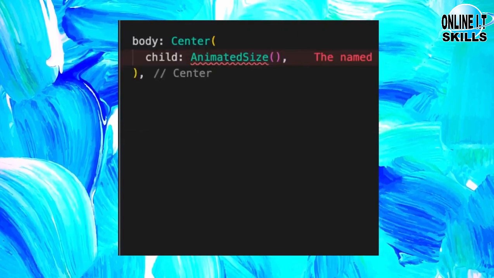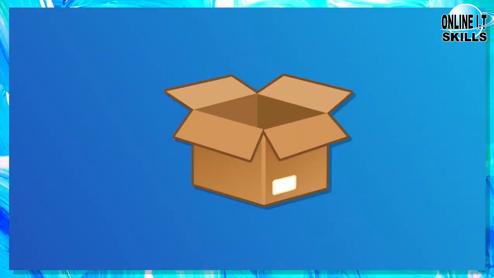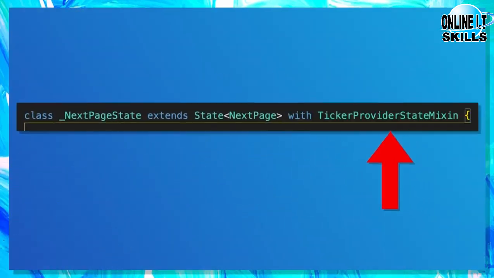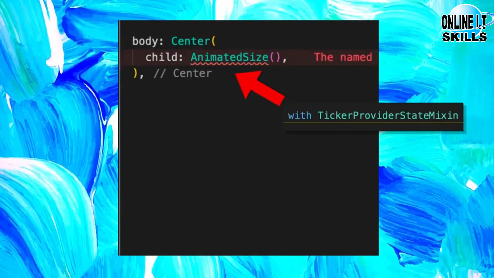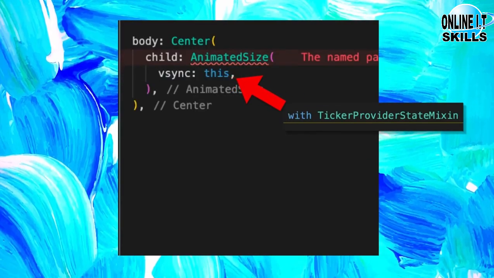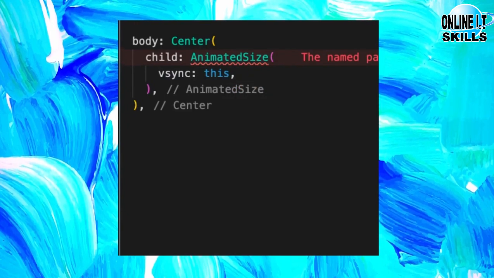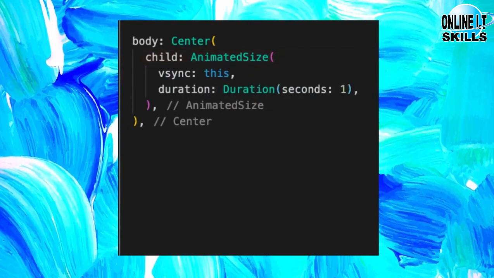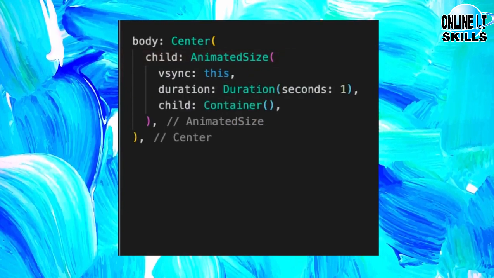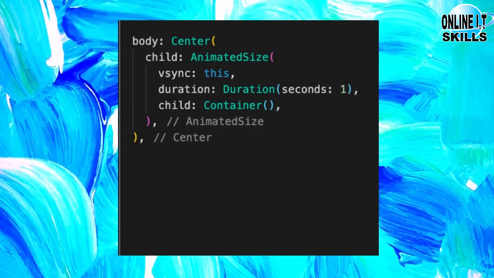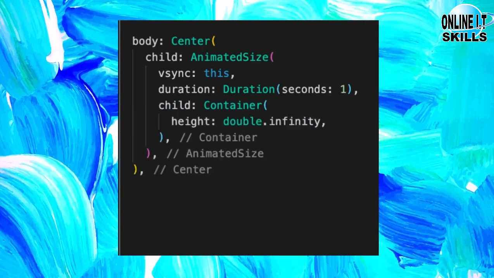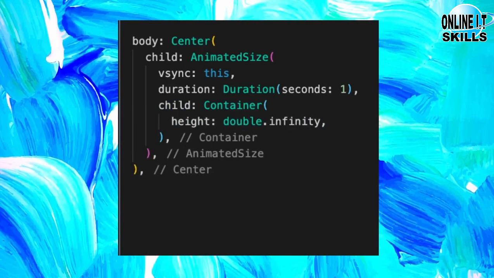Inside the center widget, you can add the animated size. And before we continue, make sure to add the TickerProviderStateMixin inside your class. Now you will be able to use the vsync: this. After, we can use a duration of 1 second, for example, and we can add a container inside the child. The container will need to have a height of double.infinity. That means take all the space you can.